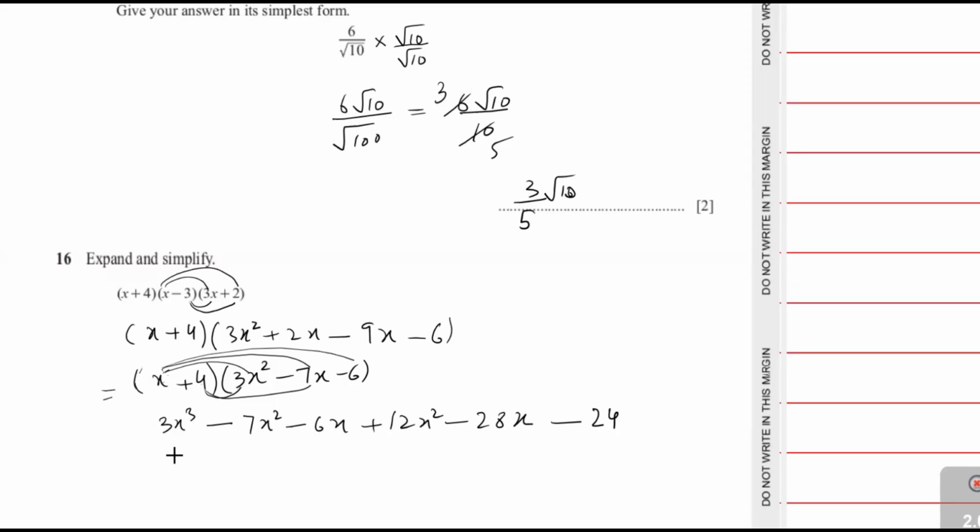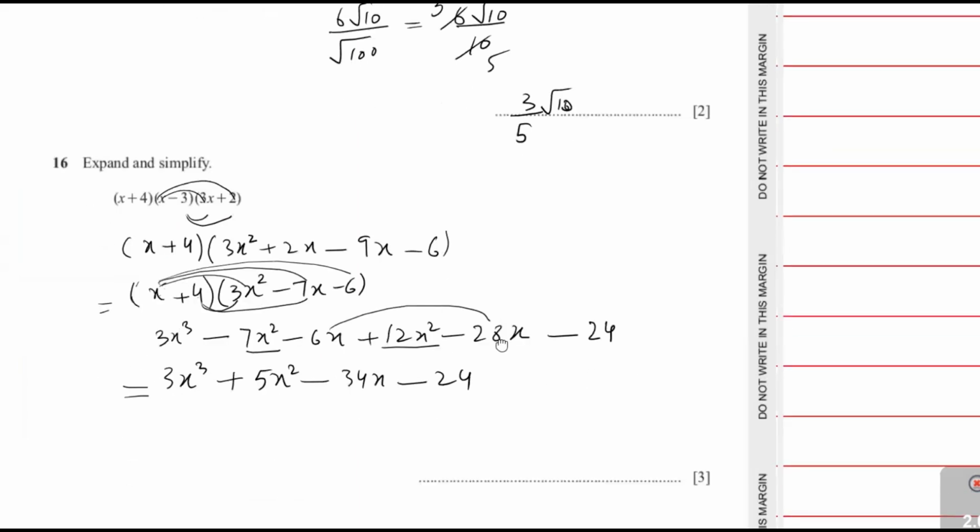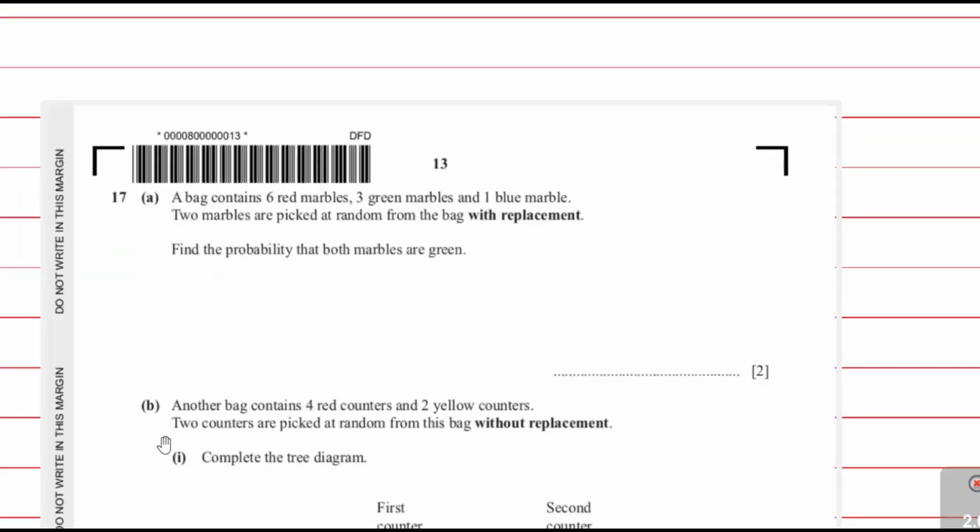And we can write this as 3x cubed minus 7x squared plus 12x squared, that's equal to 5x squared. Minus 6x minus 28x is minus 34x, and minus 24 we write as it is, and this is the expansion and simplification of question number 16.